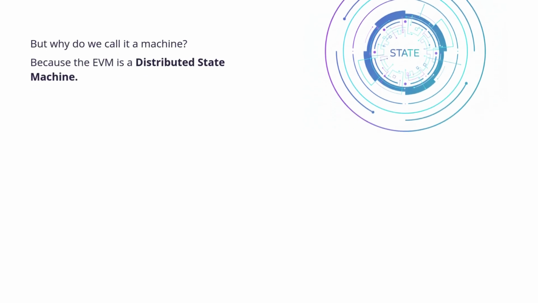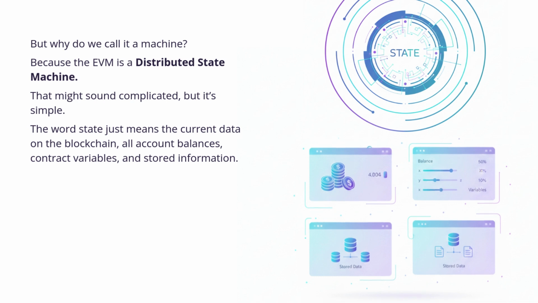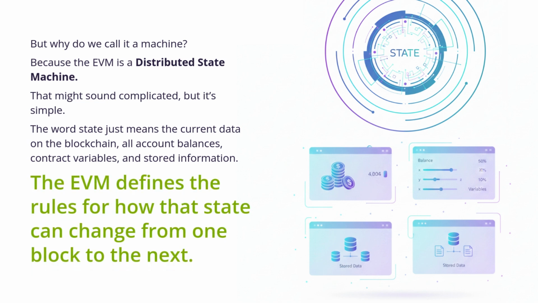Because the EVM is a distributed state machine. That might sound complicated, but it is simple. The word state just means the current data on the blockchain. All account balances, contract variables and stored information. The EVM defines the rules for how that state can change from one block to the next.